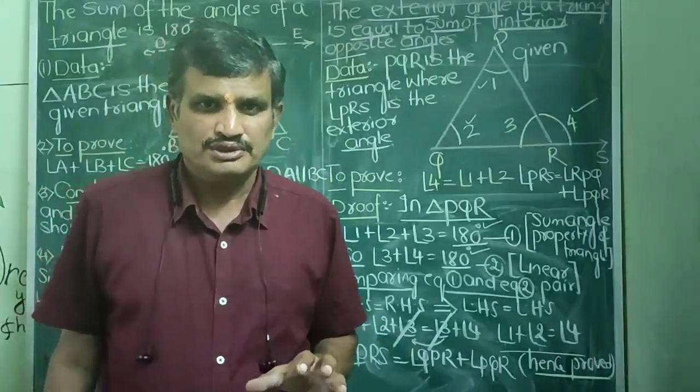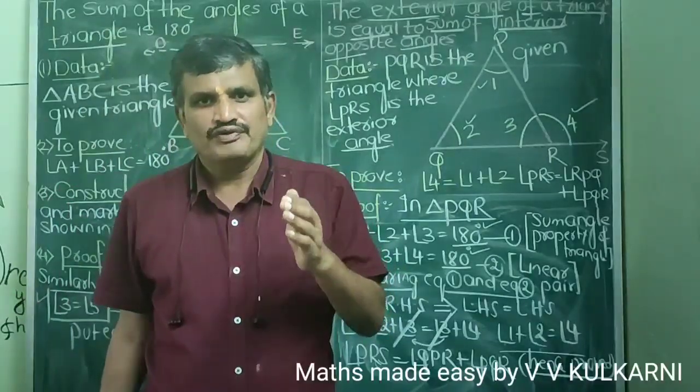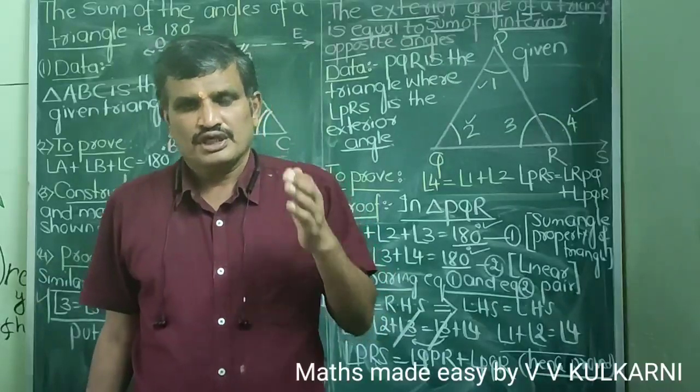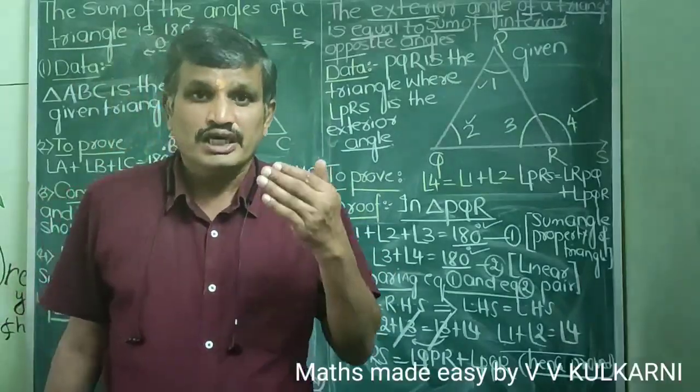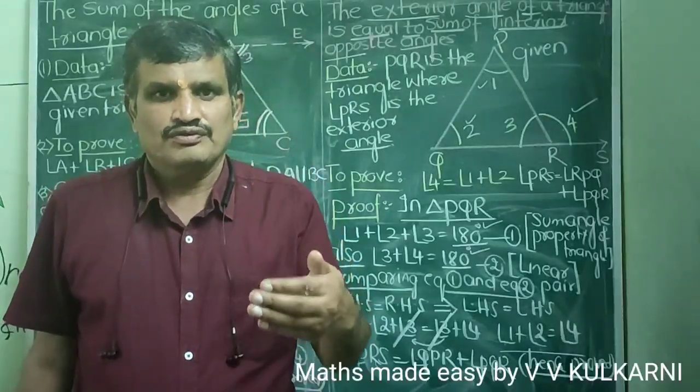The first theorem that we have proved is the angle sum property theorem: the sum of interior angles of any triangle is equal to 180 degrees. And the second theorem that we have proved is that the exterior angle of a triangle is always equal to the sum of interior opposite angles.